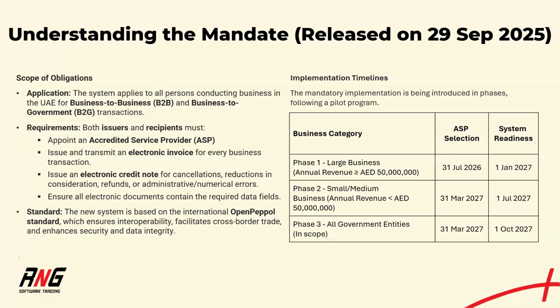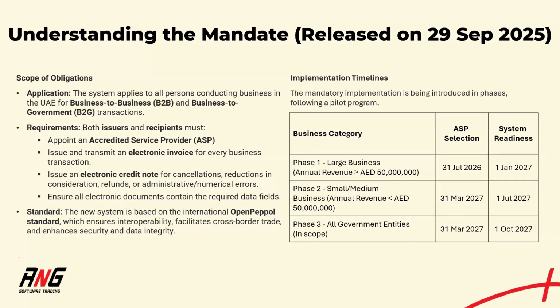Now, the implementation timelines is what I'll explain. For business categories with more than 50 million, their ASP selection should be on or before 31st July 2026, and their system should be ready by 1st Jan 2027. What this means is that if your annual revenue is more than 50 million, your ASP selection should be by 31st July 2026. That means you need to select which accredited service provider you are going to be doing the invoicing with. In this case, it will be Tally, and your system should be ready by 1st Jan 2027. This is for businesses whose annual revenue is more than 50 million.